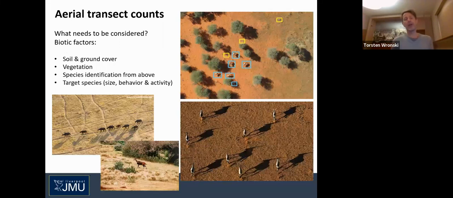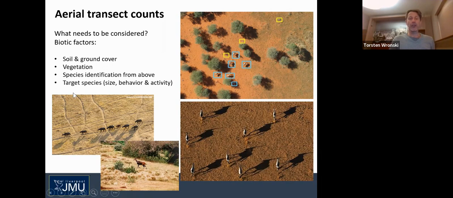But let's first have a look at the abiotic factors, which need to be considered prior to the aerial transect count. These are the soil and ground cover, whether we have sand, gravel, or rocks. Do we have vegetation in our count area? And if yes, what? Do we have trees, shrubs, or only an open grassland?